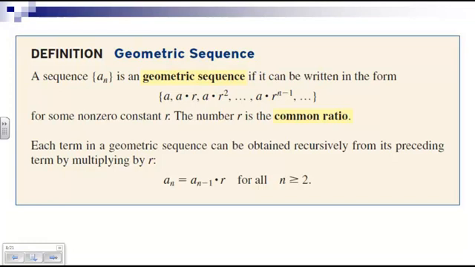The geometric sequence. So the geometric sequence is a sequence that's in the form A, AR, AR squared, AR cubed, and so on and so forth, where R is called the common ratio. So D for difference, R for ratio. A for apple, J for jacks. Sorry.